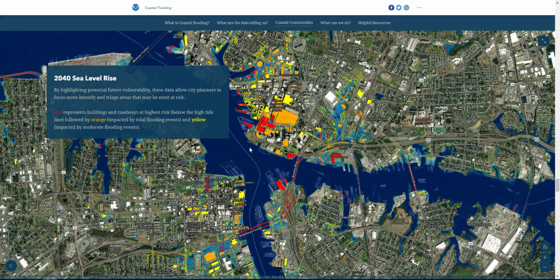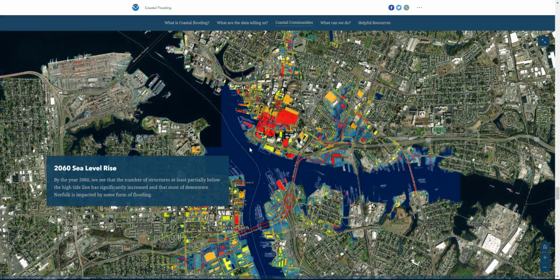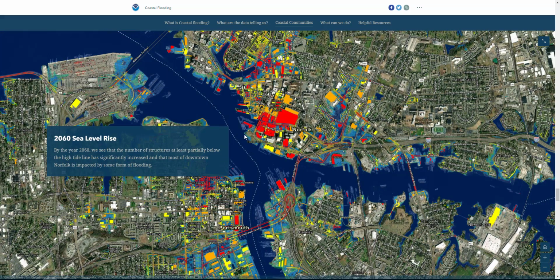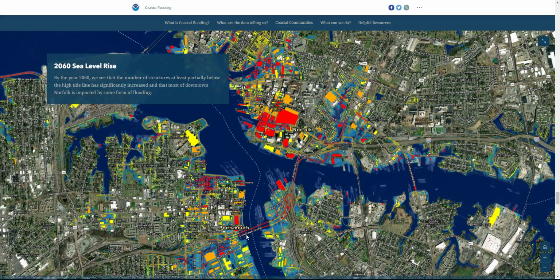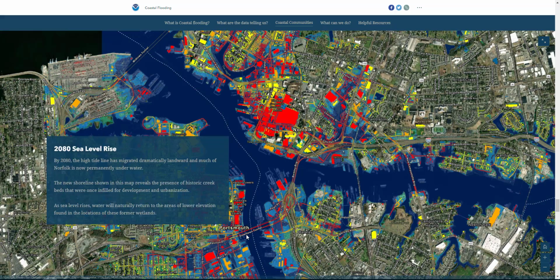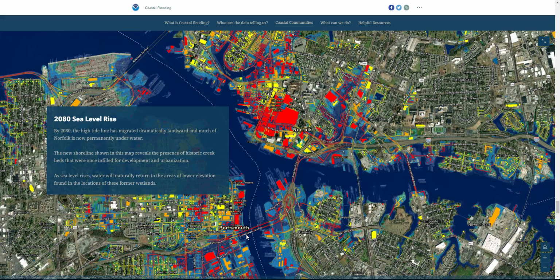And it actually continues on to 2060, where it starts to get a little scary, right? We're suddenly seeing that this whole area here is going to be underwater. We see bridges and a downtown tunnel that are going to be threatened. And it starts to make us wonder, what is the high risk and what can we do to better help the area?